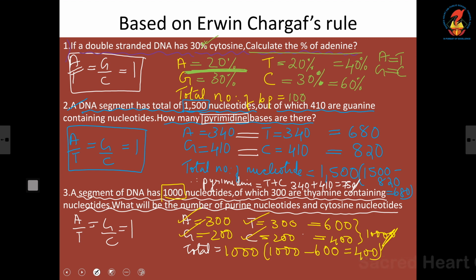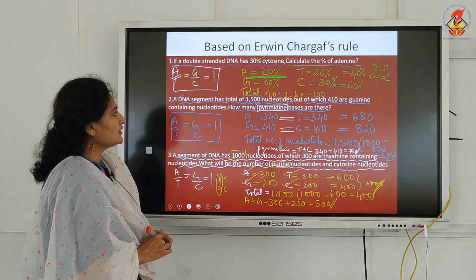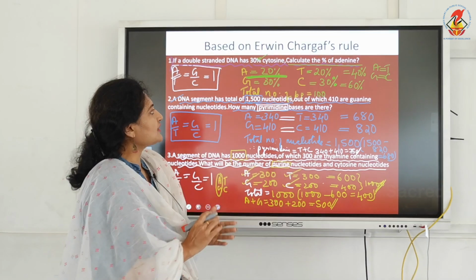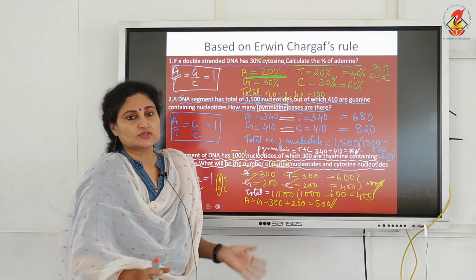So we have substituted. Now as per the question, they have asked the number of purines. So what is purines? We have noticed what is purines. See, I told you, A pairs with T, G pairs with C. So purines are A plus G. A plus G, so substitute. What is A? 300, G 200. So the number of purines are 500. So this also is easy.